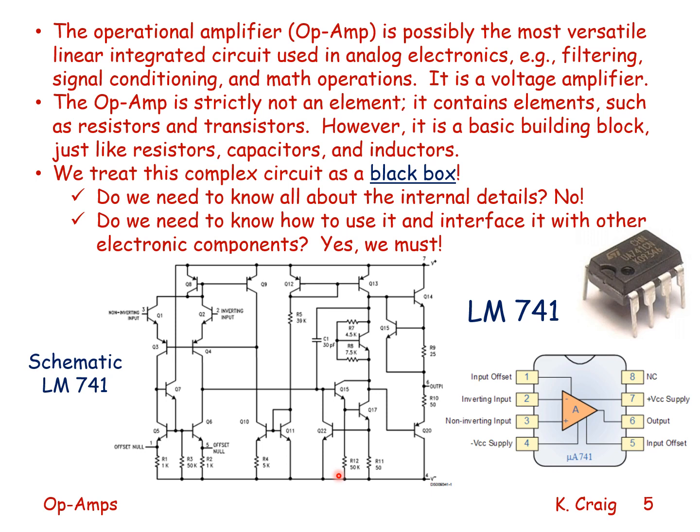We treat this complex circuit as a black box. It looks like a black box. Here is the 741 op amp, a black box with a notch to show its orientation, and 8 legs or pins. Do we need to know all about the internal details? Absolutely not. Do we need to know how to use it and interface it with other electronic components? Yes, we must.